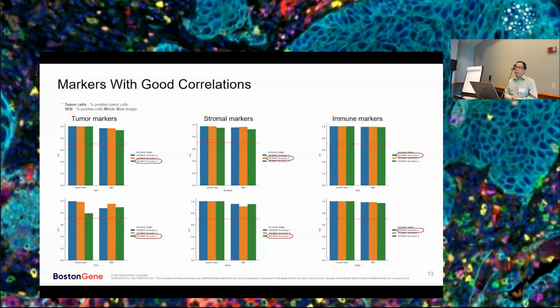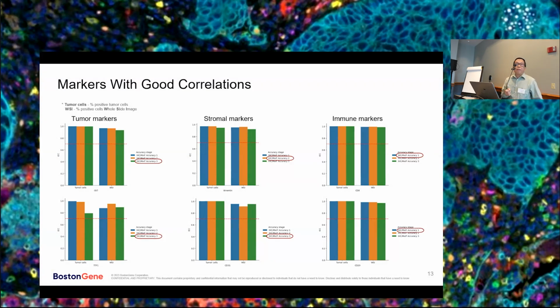So this is just a summary of a few markers. We have markers with good correlations, as listed on the left. Here we have the tumor markers, CK7 and TTF1. In the middle, stromal markers, vimentin and CD31. And the last one, immune markers, we just use CD8 and CD20 as an example to show.